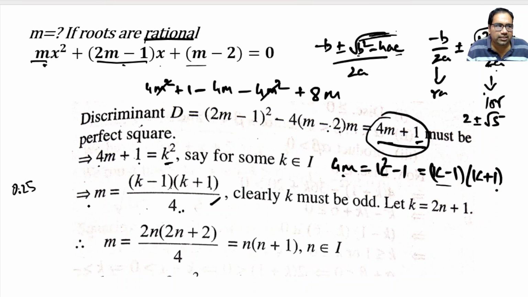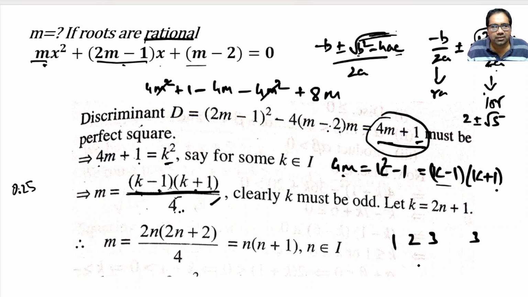Very good. And m is an integer. The denominator is 4. That means the numerator should be a multiple of 4, otherwise odd by even will not be an integer, right? Definitely that means these two should be even numbers. It cannot happen that one is even, one is odd. For example, if k is 2, then k minus 1 is 1, and k plus 1 is 3. 1 into 3 is 3, an odd number, right?